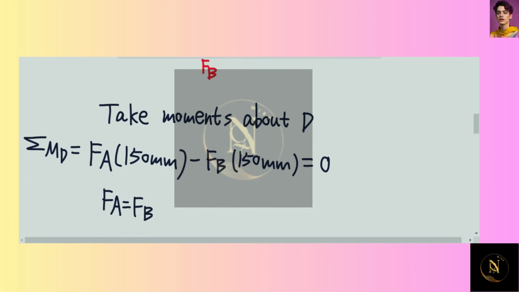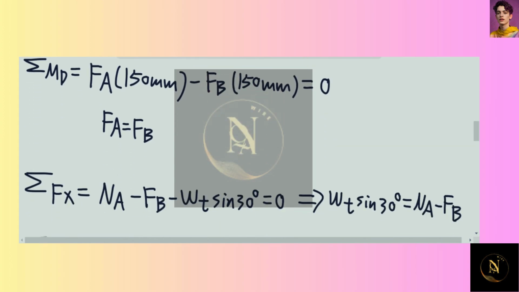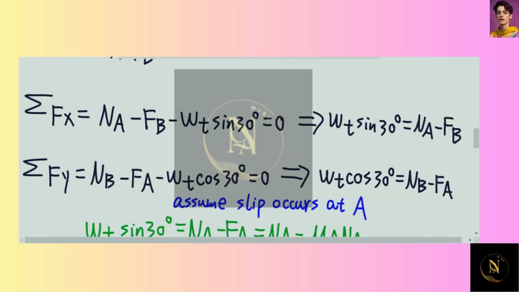So we have Fa is equal to Fb, which means that the friction at point A is equal to the friction at point B. Now let's apply force equilibrium for this case. Net force along the x direction is Na minus Fb minus Wt sine 30 degree is equal to 0, so Wt sine 30 degree is equal to Na minus Fb. Wt here is the gravity for the tube. And in the y direction, we have Nb minus Fa minus Wt cosine 30 degree is equal to 0, so Wt cosine 30 degree is equal to Nb minus Fa.